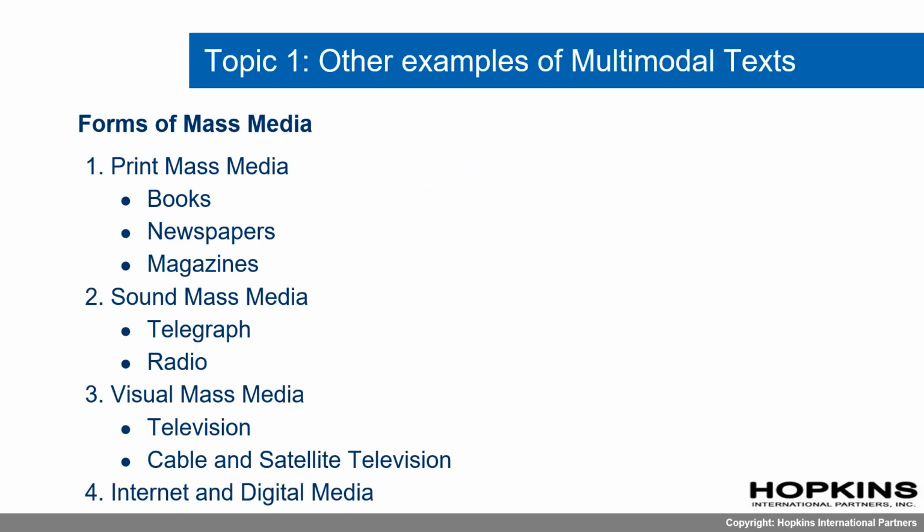Here are some example forms of mass media. 1. Print mass media such as books, newspapers and magazines. 2. Sound mass media such as the telegraph and radio. 3. Visual mass media such as television, cable, and satellite television. 4. Internet and digital media.